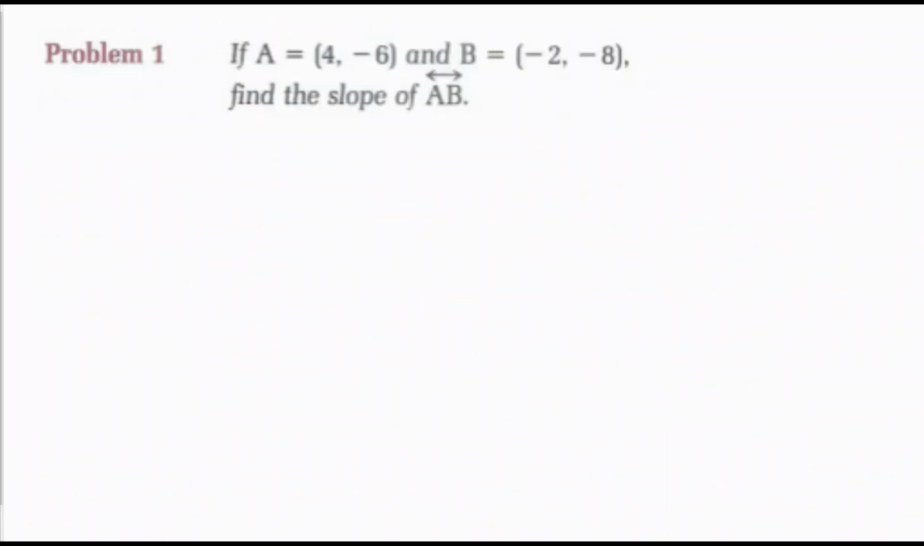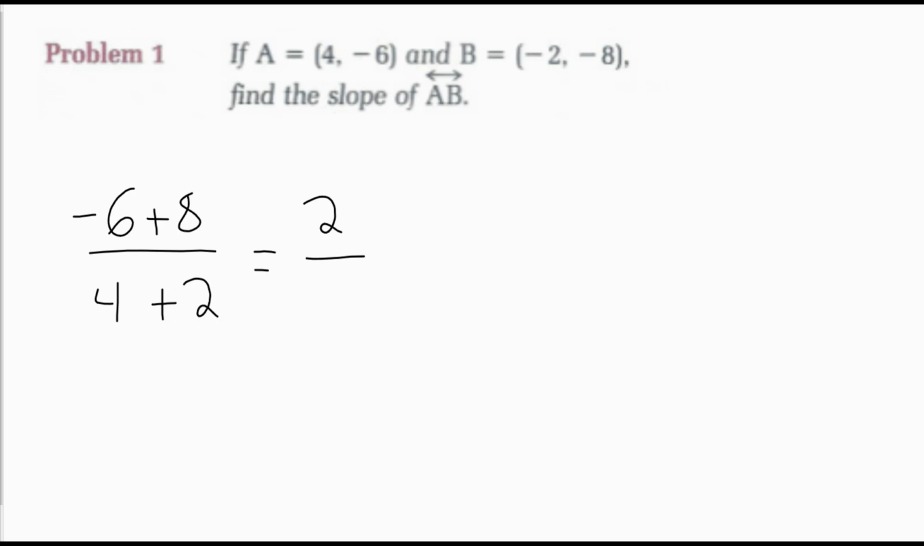Now looking at our sample problems, we have problem 1. If A equals (4, -6) and B equals (-2, -8), find the slope of line AB. So if I want to find the slope, I want to find the change in y over the change in x. So I'll take -6, subtract that from -8, which will make -2. And then I'll take 4 and subtract that from -2, which will make -6. -2 over -6 is 1/3. So the slope of line AB is 1/3.